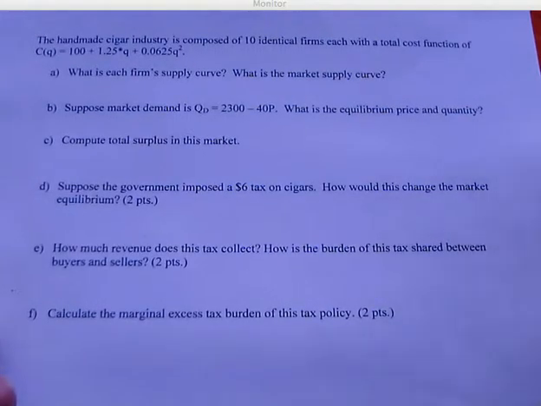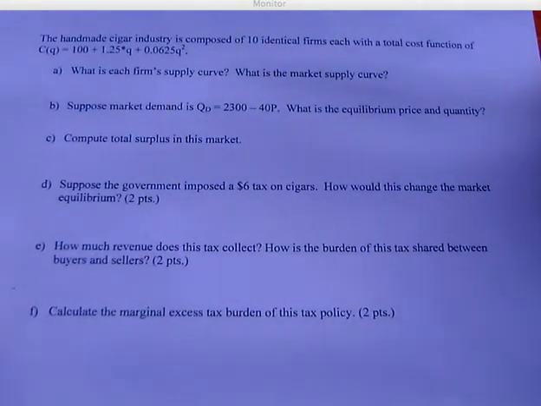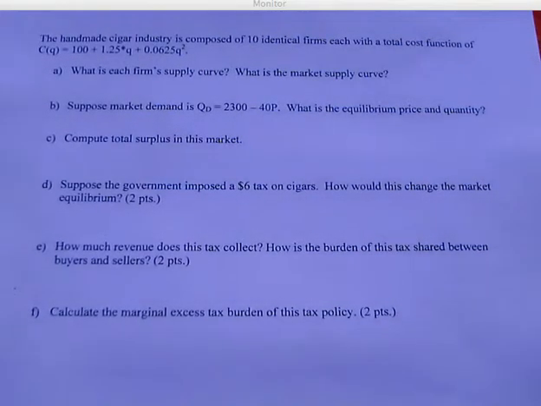So let's just start with the very beginning of this question. It presents us with the information about an individual firm in the handmade cigar industry. An individual firm in this industry has a total cost function of C(Q) equals 100 plus 1.25Q plus 0.0625Q squared.